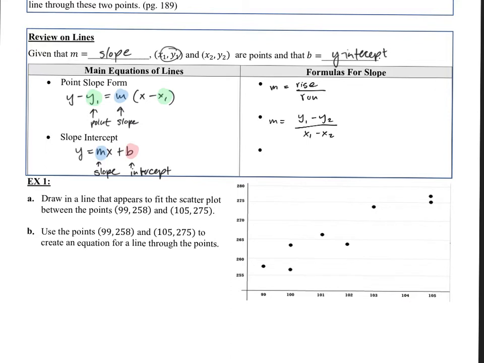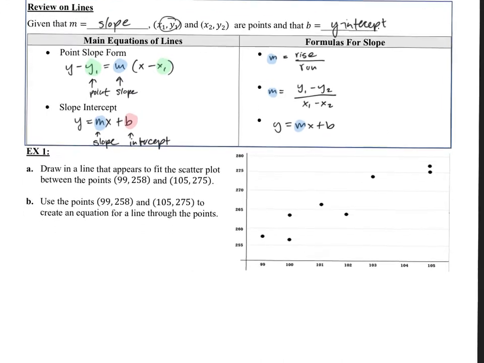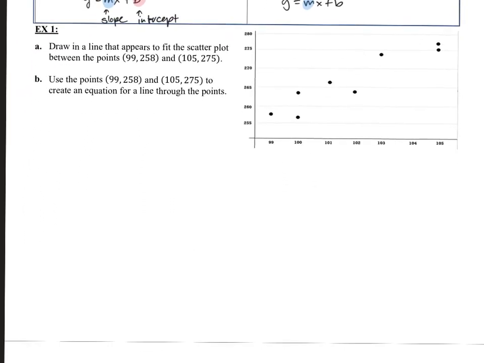The last way of finding slope is to use y equals mx plus b. If you're given an equation, you just rewrite it in slope-intercept form, and whatever is next to your x is your slope. Notice we don't include x in the slope. It's just the number next to x. Okay, so that was a quick review on equations of lines. Let's go ahead with example 1.